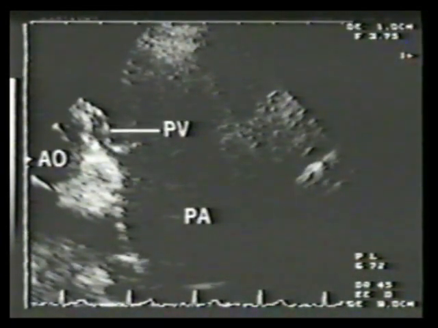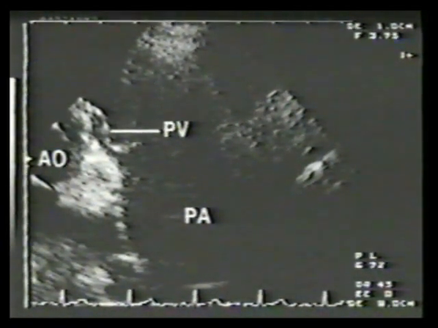We will now discuss the echocardiographic diagnosis of pulmonary valve lesions, beginning with a brief review of pulmonary stenosis. This lesion was discussed in detail on tape number 6 in this series. Pulmonary stenosis is an uncommon entity, which is most often congenital in etiology.